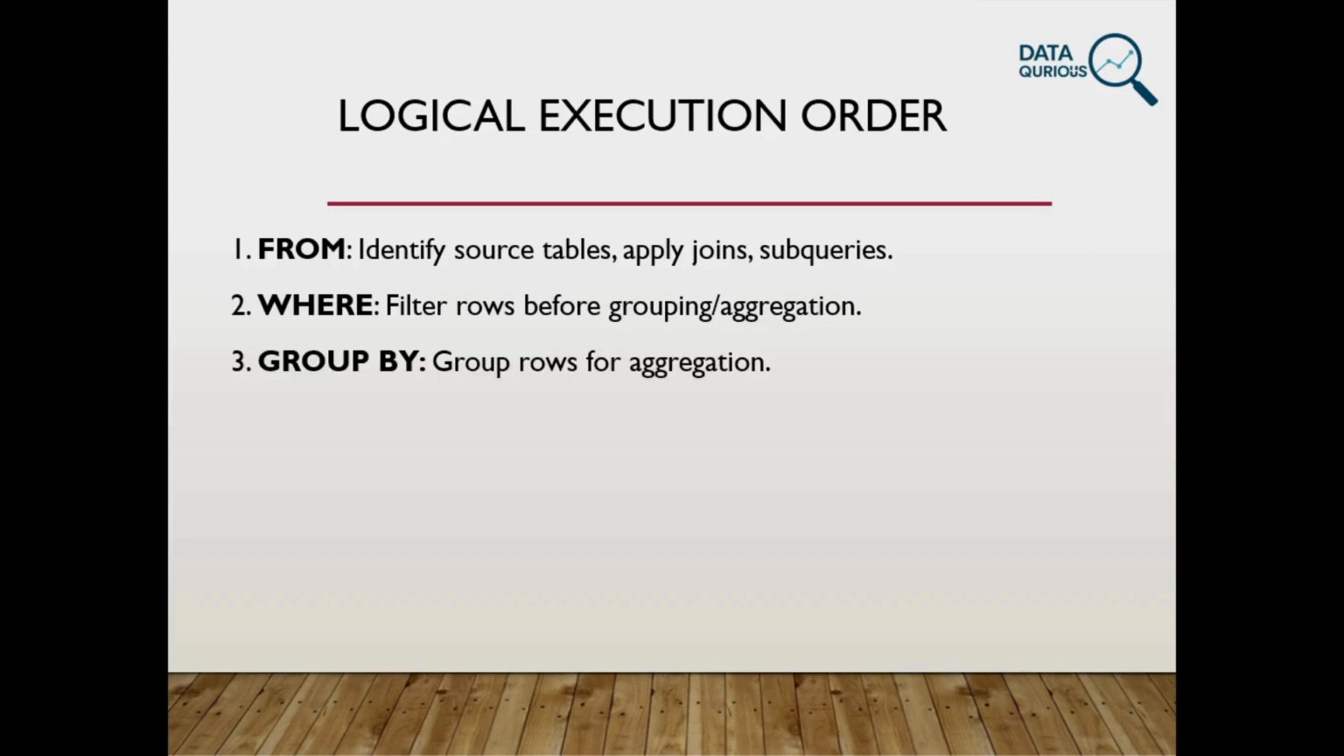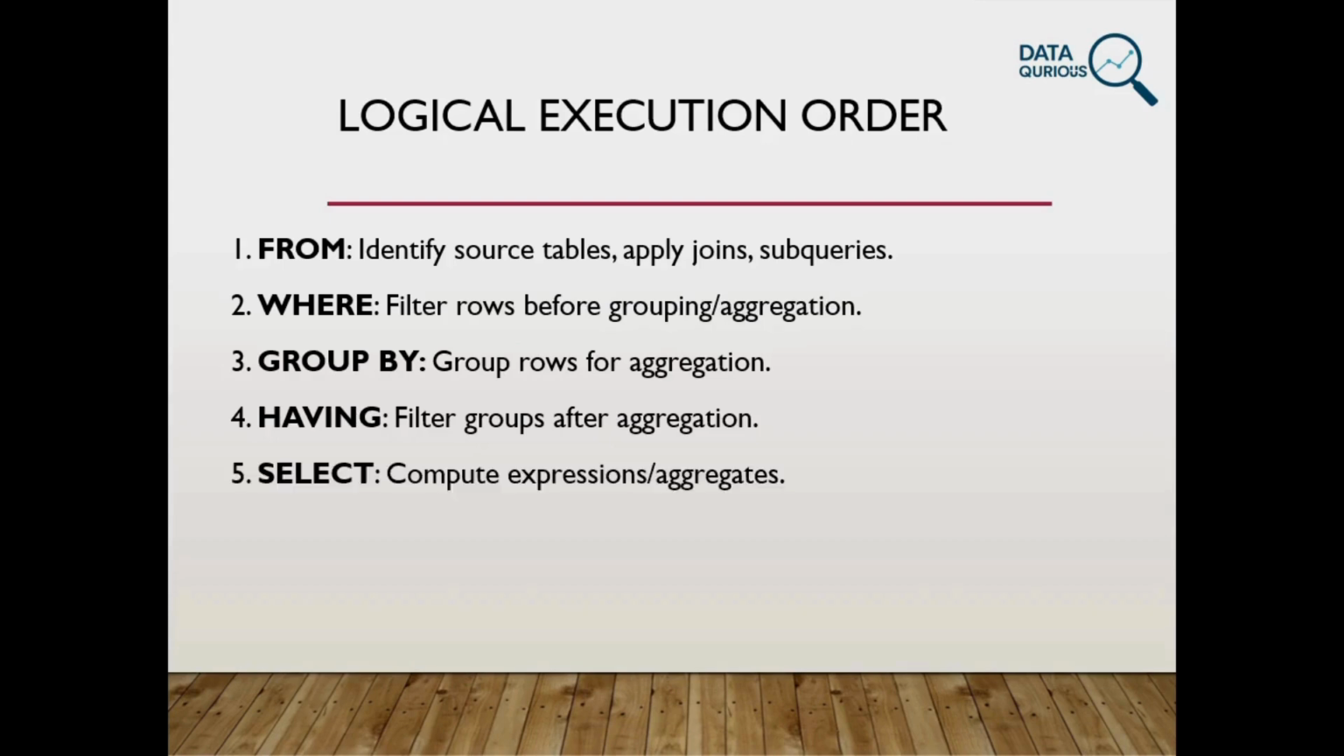It groups the rows for the aggregation. If you are grouping data, it happens at this stage. Then comes the having clause, which filters the grouped result after aggregation. Then comes the select clause. The select clause picks the columns that you have asked for. If there are any expressions or aggregates, it computes them and gives the list of columns present in the select list.